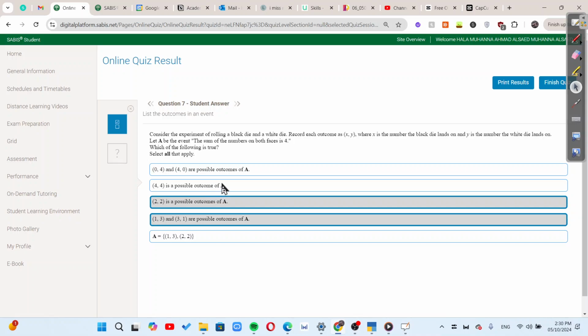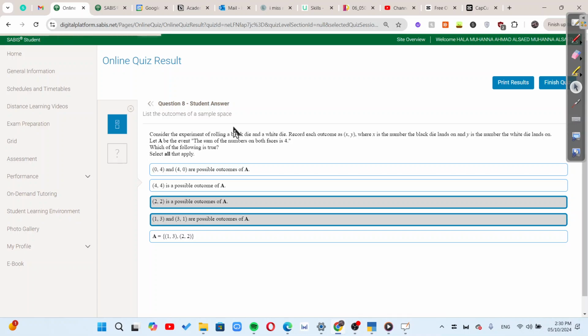4, 4 is a possible outcome of A? No, you want the sum of them to be 4, not each one to be 4. 2, 2 is yes, because 2 plus 2 is 4. And 1 plus 3 and 3 plus 1 are both 4, so they are. And this last one is just wrong, so you can't choose it.